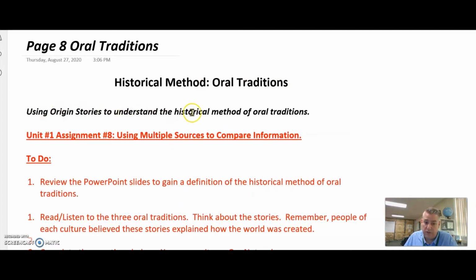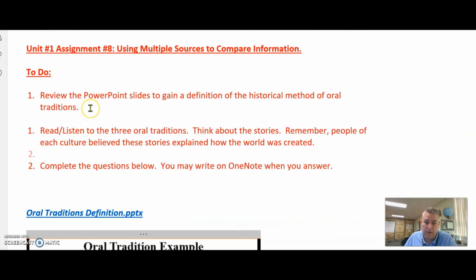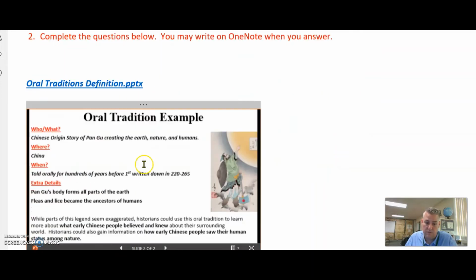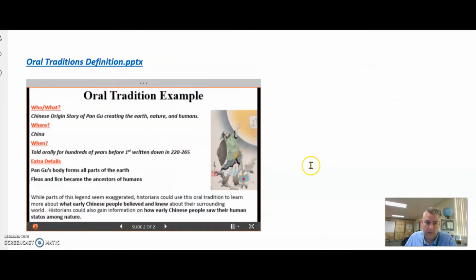Using origin stories to understand the historical method of oral traditions. So your assignment, you're going to be using multiple sources to compare information. Your to-do list is you're going to review the PowerPoint slides to gain a definition of the historical method of oral traditions, which is right here.